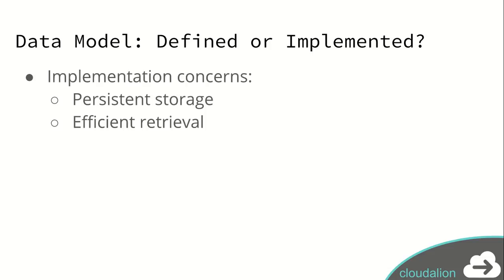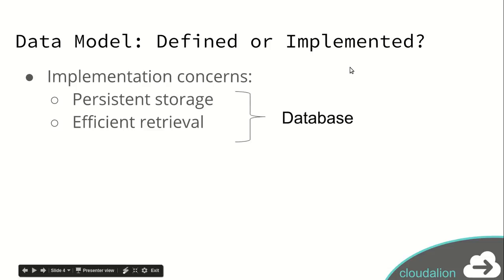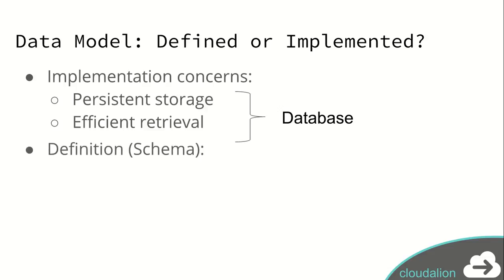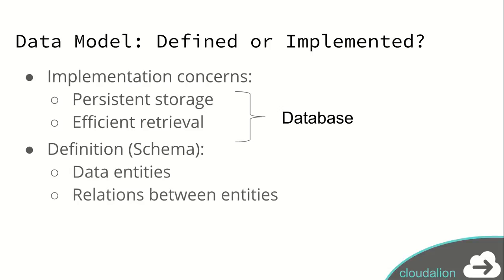Now we can go ahead and write specific software that persists and retrieves the kind of information our application needs, but for most applications that will be wrong to do, because for most applications an off-the-shelf database will do just right. So what's left for us to do is to define the schema, which includes what data entities we have and what relations they have between them.